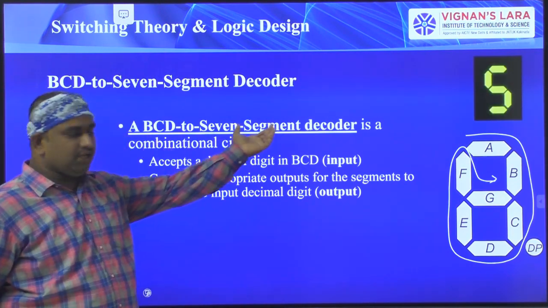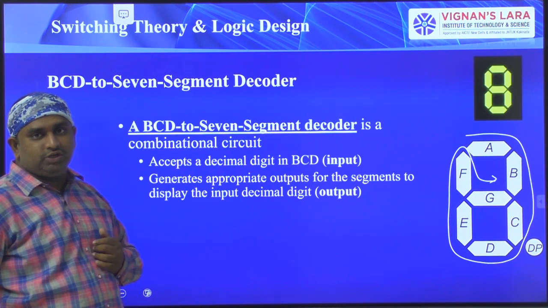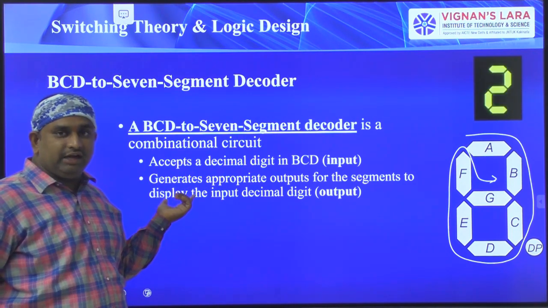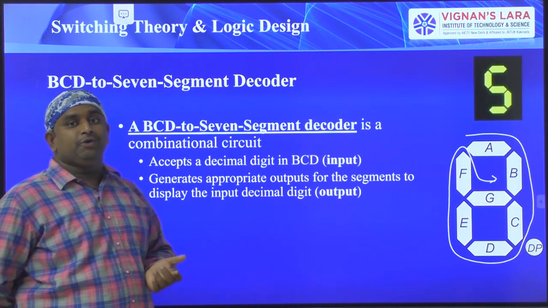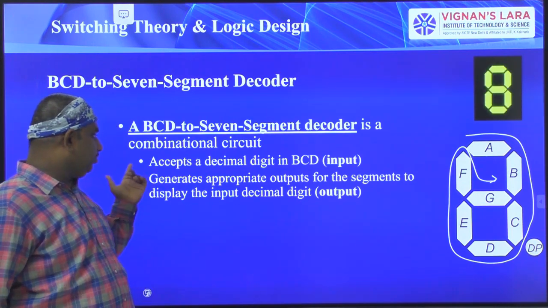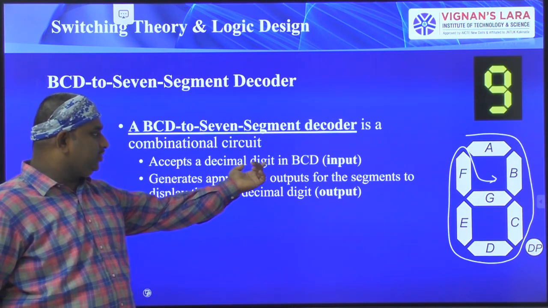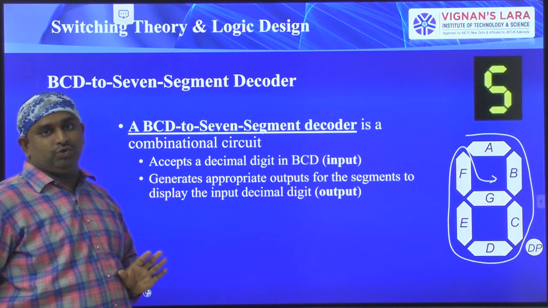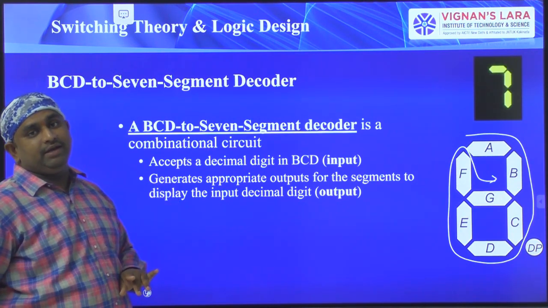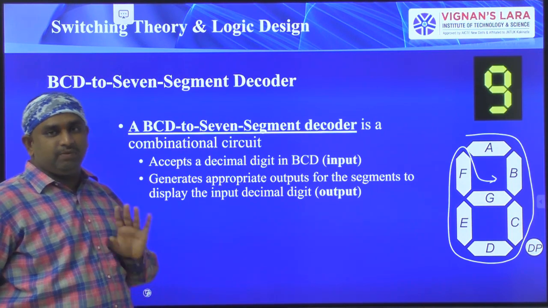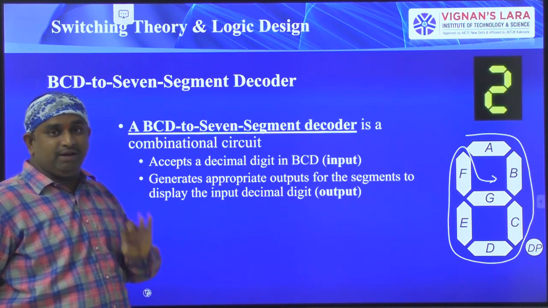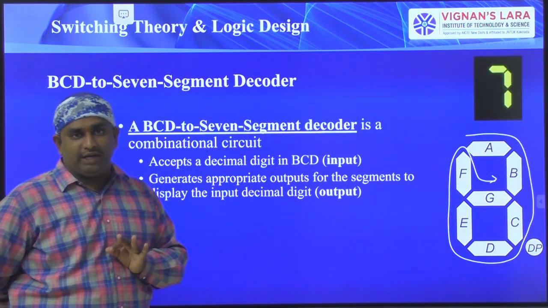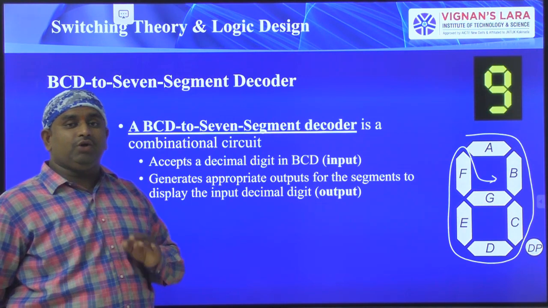So a BCD to 7-segment display decoder is a combinational circuit. Now we are going to design this BCD to 7-segment display circuit, which we generally call a combinational circuit. It accepts a decimal digit as BCD input. So it takes decimal numbers as input, but in the form of BCD. That means it takes decimal values in binary form. That type of code we generally call BCD, binary coded decimal.